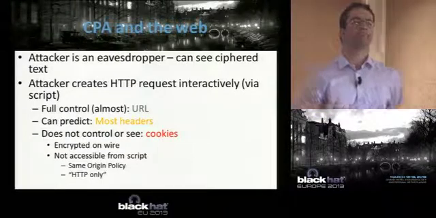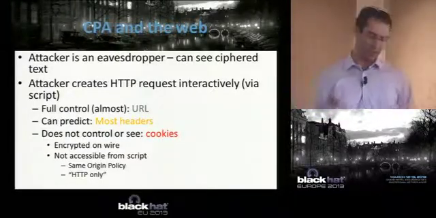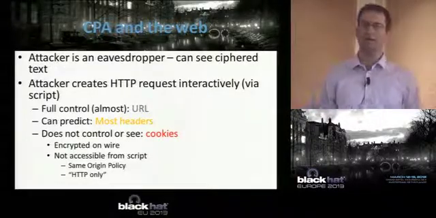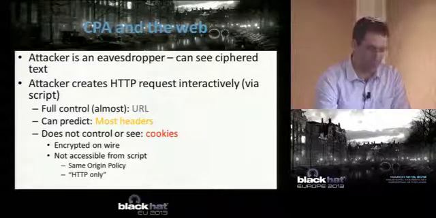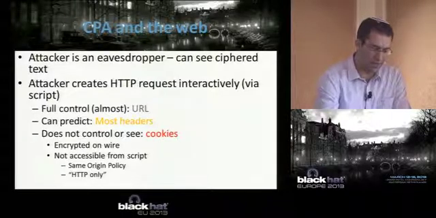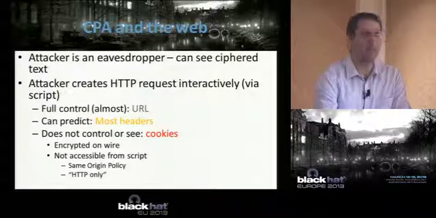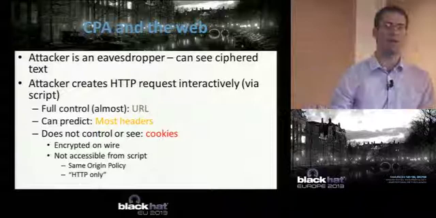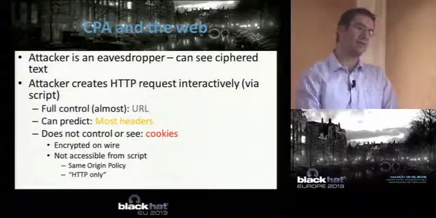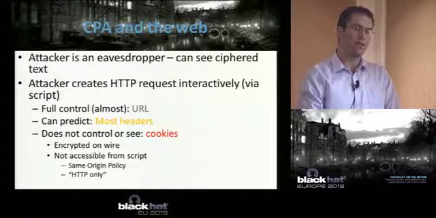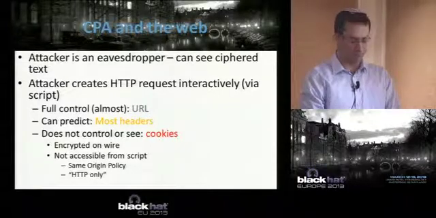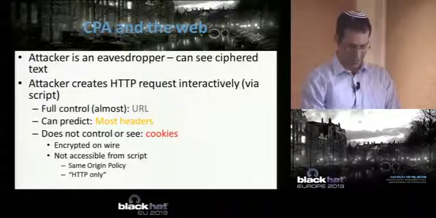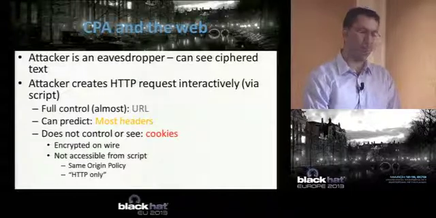So how does this theoretical model fit into HTTP reality, as we see it on the web? The attacker is an eavesdropper. He sees ciphertext, and the attacker creates HTTP requests interactively via JavaScript. The attacker has full control over the URL and can predict the headers, but does not control or see the cookies. He doesn't see them on the wire because the transport is encrypted, and he cannot recover them directly from a script because the same origin policy does not allow scripts from one site to access data from another site. So the attacker doesn't have the ability to directly discover the secret cookie.